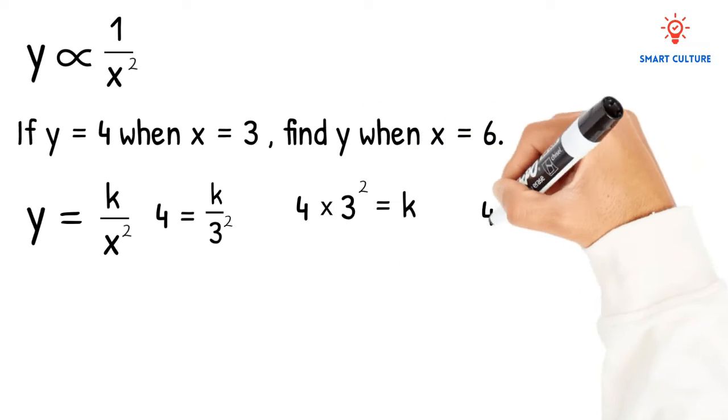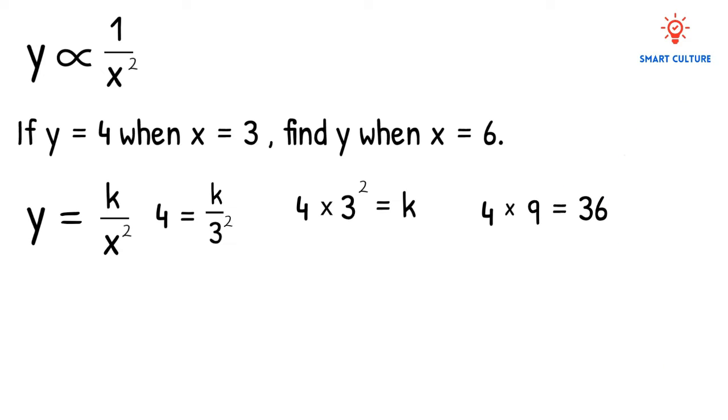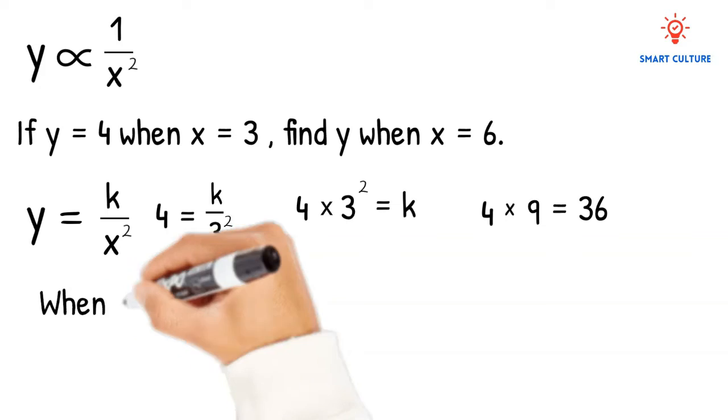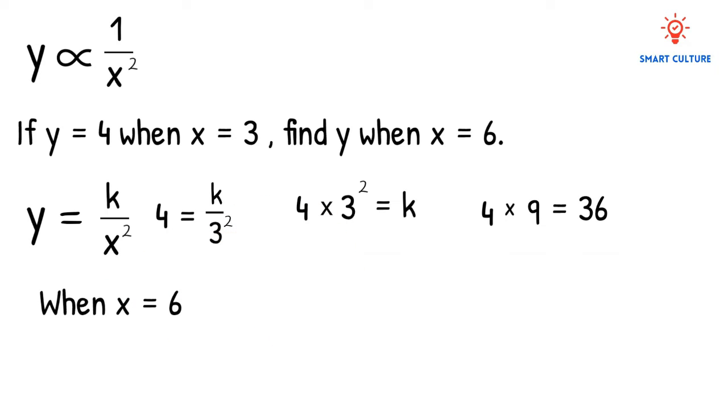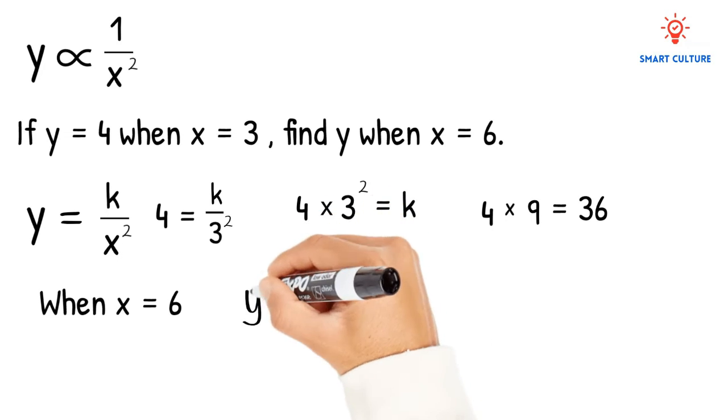Now 3 squared is equal to 9. 4 times 9 is equal to 36. So the value for k, the constant of proportionality, is equal to 36. Now the question asked, find y when x is equal to 6. So we have the value for x, we have the value for k, now we can determine the value for y. So we'll use the formula y is equal to k over x squared.